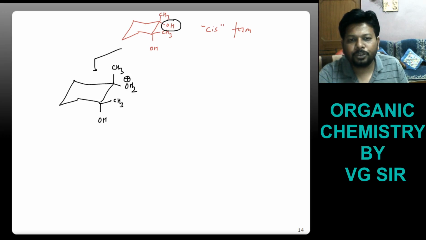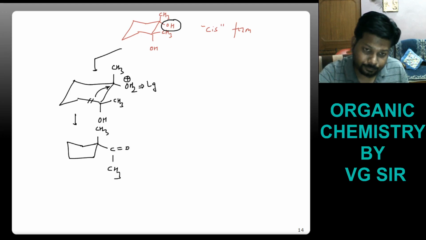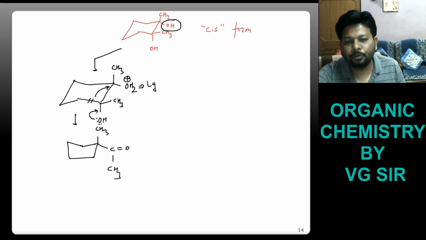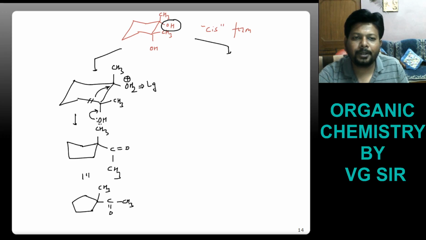Okay, now this will be the leaving group, and this is equatorial. So again this bond will go over here, and as in the previous example, because this bond will be coming over here, your product will be a cyclopentane ring. Okay, now what happens if this OH group gets protonated?